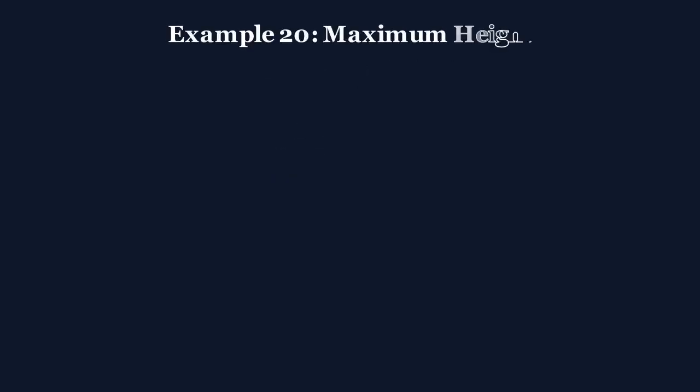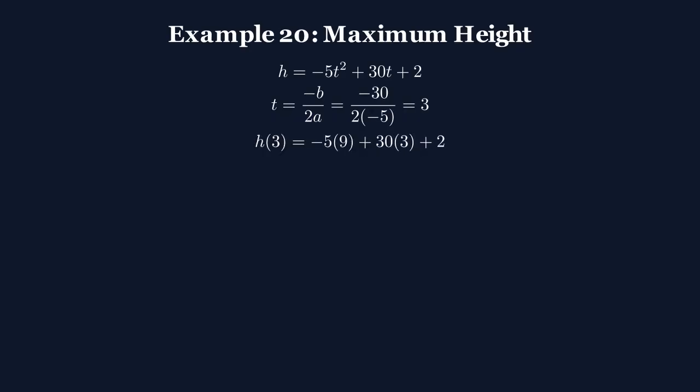Example 20. A ball's height is h equals -5t squared plus 30t plus 2. Find the maximum height. The time of maximum height is -b over 2a. That is -30 over 2 times -5, so t equals 3. Substitute t equals 3. h equals -5 times 9 plus 90 plus 2, which is 57. The maximum height is 57 meters.